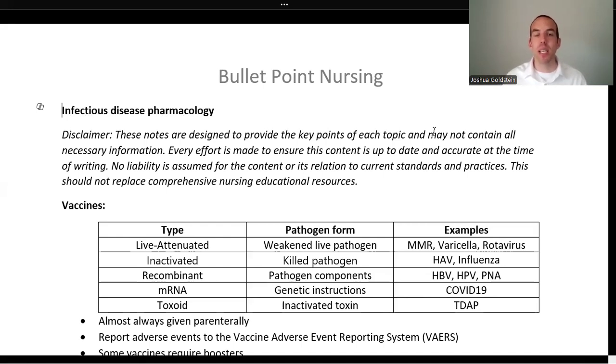My name is Dr. Goldstein, and in this lecture, we're going to go through part two of infectious disease pharmacology. In the first one, we discussed bacterial pathogens, antibiotics, antibiotic resistance, and now we're going to go through the second part of all the other pathogens.